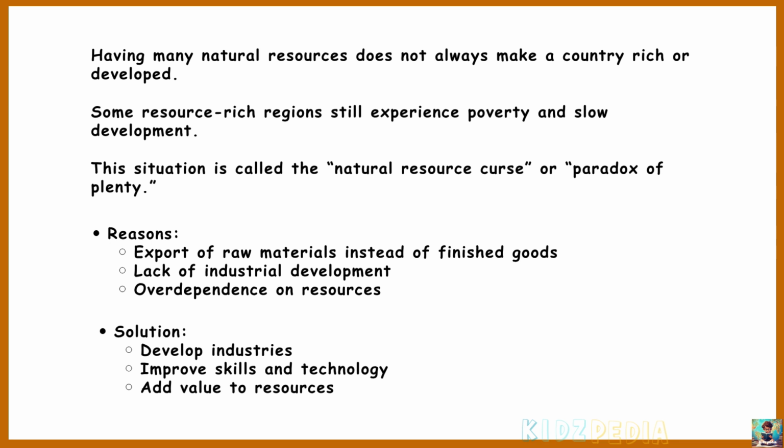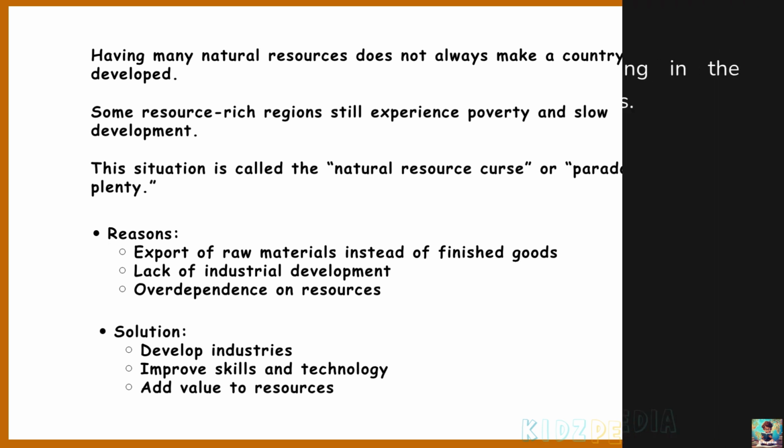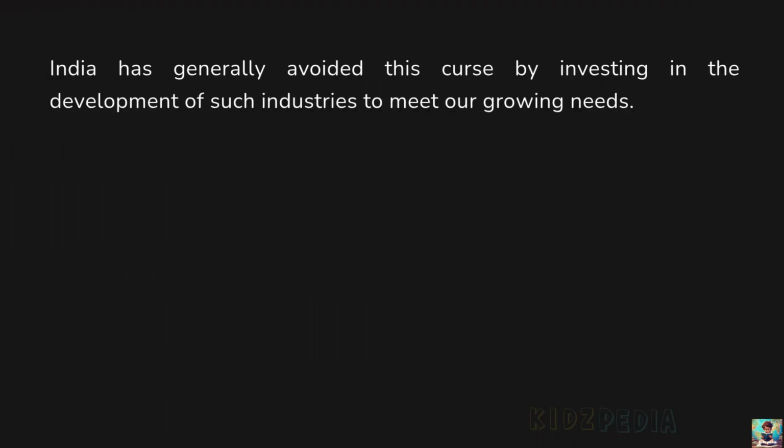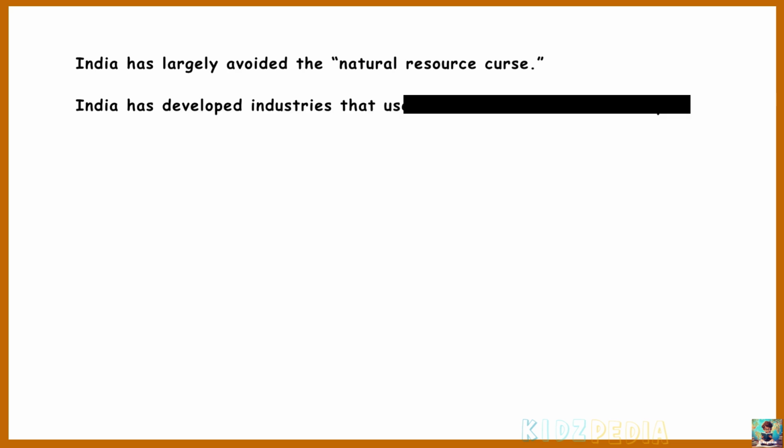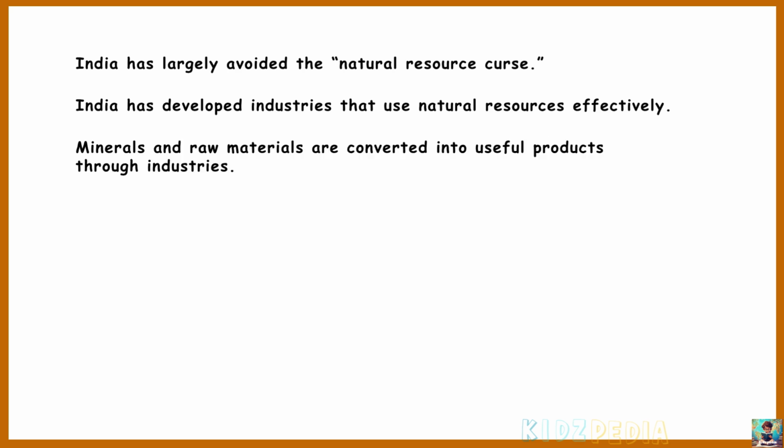Proper industries, technology, skilled labor, and good management are also necessary for economic development. India has generally avoided this curse by investing in the development of such industries to meet our growing needs. So, India has generally avoided this problem. But how? Instead of only exporting raw materials, India has focused on developing industries. These industries convert natural resources into useful and valuable products.